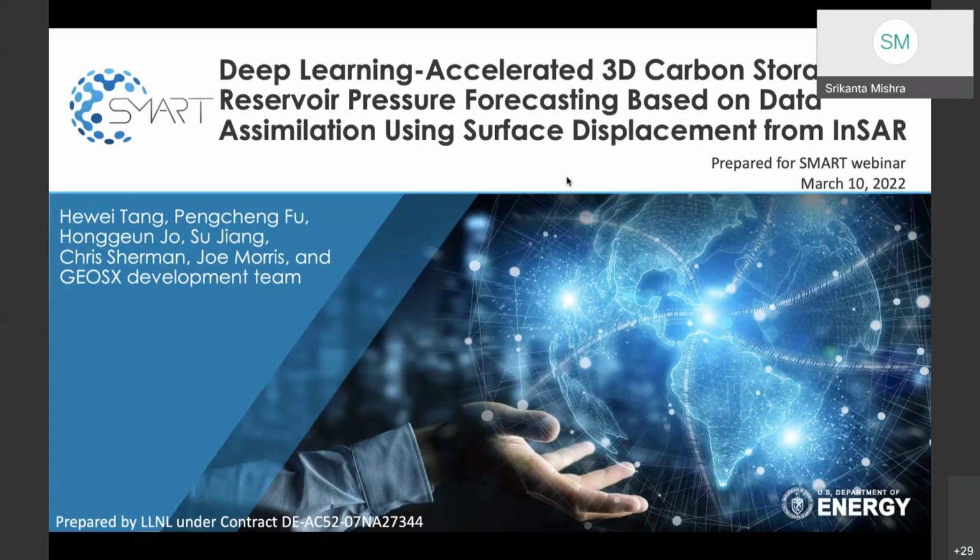So today, she's going to talk about deep learning accelerated 3D carbon storage reservoir pressure forecasting based on data assimilation using surface displacement from InSAR. Lots of interlinked concepts here, but basically it's using the InSAR data as a proxy for pressure so that you have a higher resolution of spatial distribution of pressure, and then using that in conjunction with deep learning based proxy models to calibrate and forecast reservoir behavior.